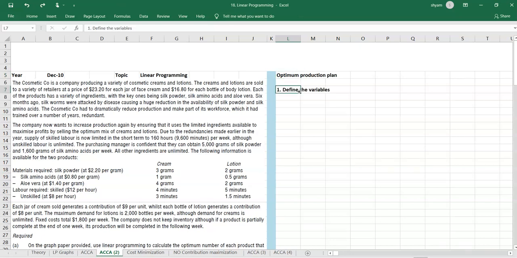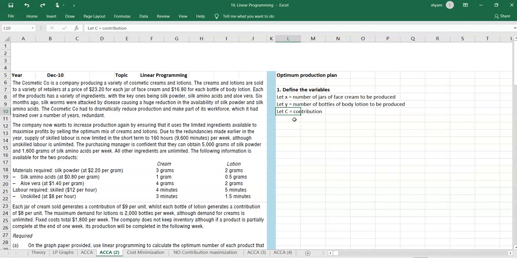The first step would be to define the variables. The variables here are X and Y. X is the number of jars of face cream to be produced, and let Y equal the number of bottles of body lotion to be produced. Okay, so that's defining the variables. First, X and Y have to be defined, or else it's difficult to work out the sum and you will get confused about what is X and what is Y. So be very clear in defining them.